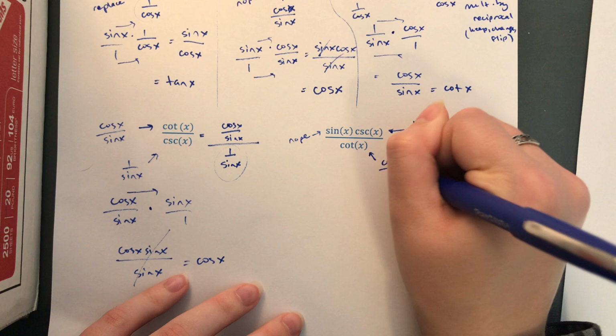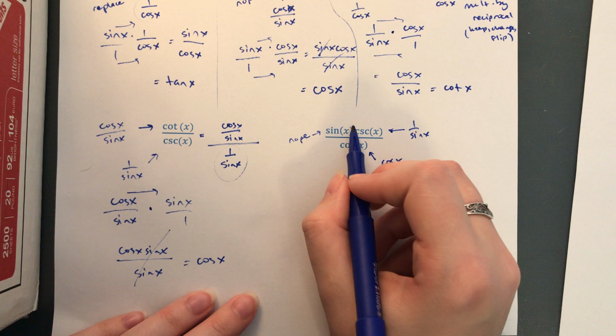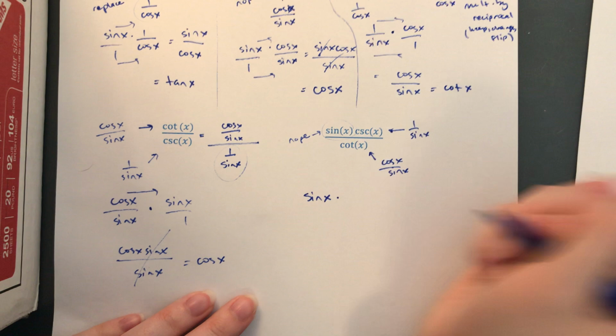So I'm going to rewrite it with everything replaced. So what we get is, when you're multiplying, I'm going to pull this sine out front because we're not replacing the sine. So I'm going to write it like sine x times, and then this is going to be a big fraction because we're going to have a fraction divided by a fraction.